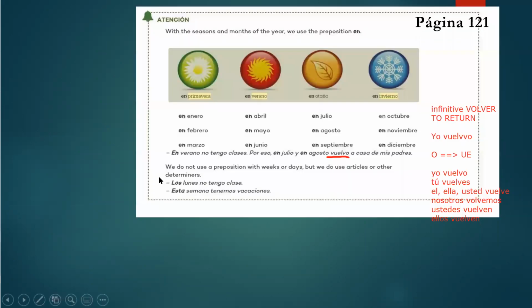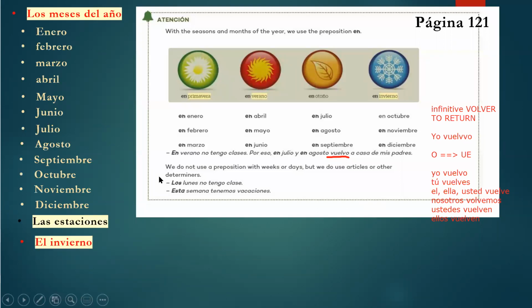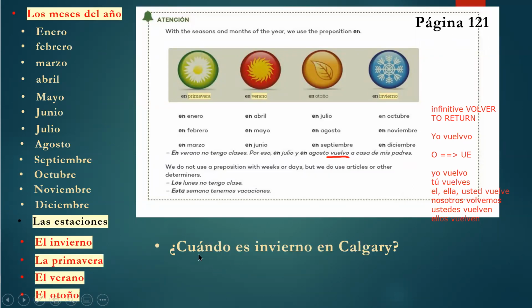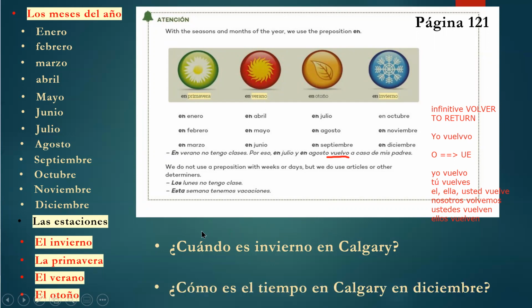So cuándo, so remember this accent mark. When is winter in Calgary? Well, you can say maybe in Canada is all year round, but you can say en Calgary es invierno en enero, febrero y marzo. ¿Cómo es el tiempo en Calgary en diciembre? How is the weather in Calgary in December? En diciembre, perdón. So es frío. Es frío. So it is cold.